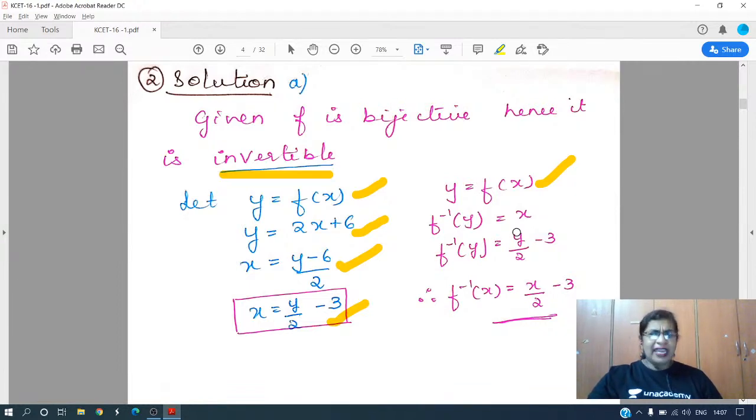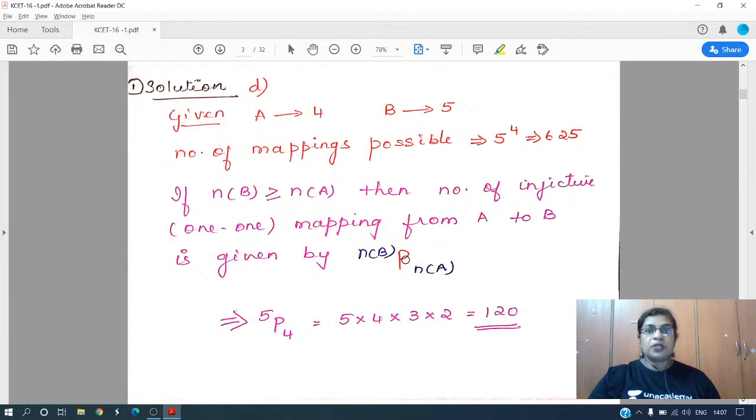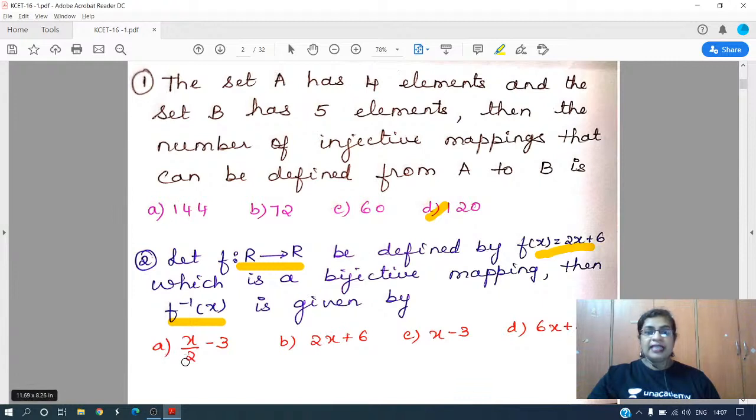Clear? But did we find somewhere and keep ready what x is? Yes. So now we have to substitute in place of x. So f inverse of y is equal to, in place of x, I have to write y by 2 minus 3. Now wherever you can see y, you have to write x. So f inverse of x is nothing but, where there is y, write x. So you are getting x by 2 minus 3, and that is your A option, as desired.